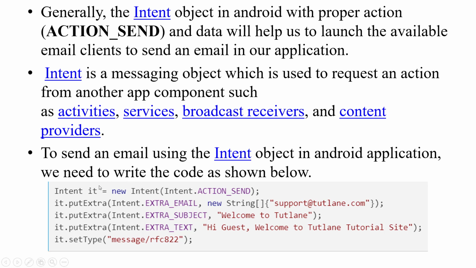It is our local implicit intent. ACTION_SEND is an activity action that specifies that we are sending some data to the existing email account. We use the putExtra method to add extra information to our intent. Here we are adding the extra email, extra subject and extra text. Extra email is an array of email addresses, that's why it is in string form. Extra subject is the subject of the email that we want to send. Extra text is the body of the email.